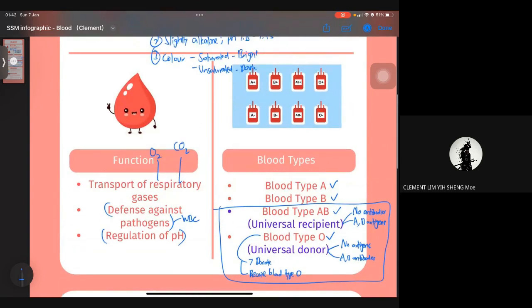After we present the function of the blood, let's talk about the blood types. Humans have 4 types of blood, which are blood type A, blood type B, blood type AB, and blood type O.